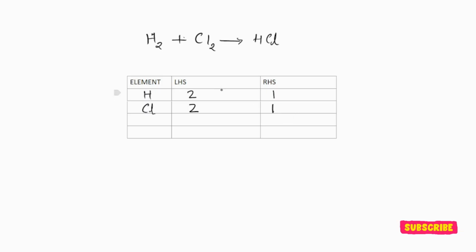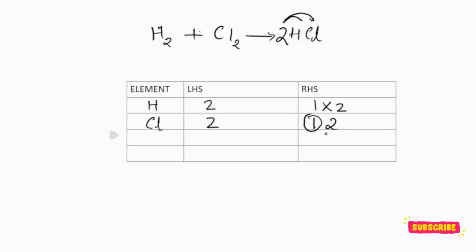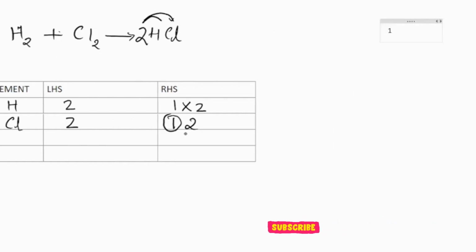So what I see here is that if I multiply on right hand side by 2, then what will happen? The number of hydrogen is balanced. So I put here 2. So number of hydrogen is balanced, but at the same time this 2 applies for both. So chlorine also becomes 2. Right. Now we have balanced the given chemical equation.